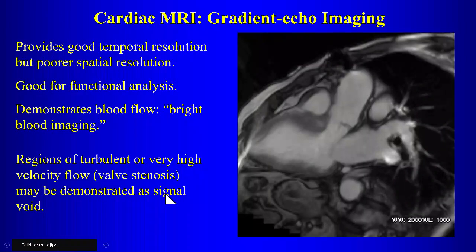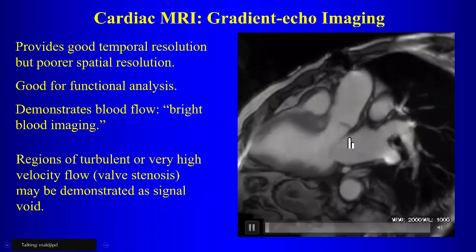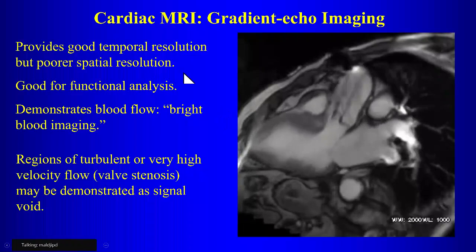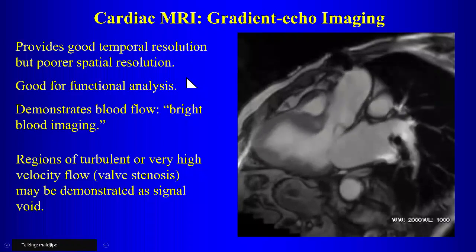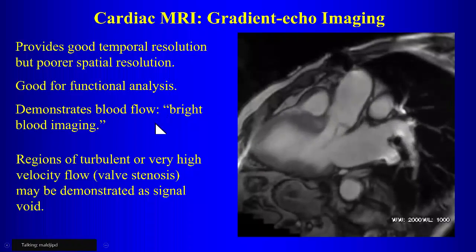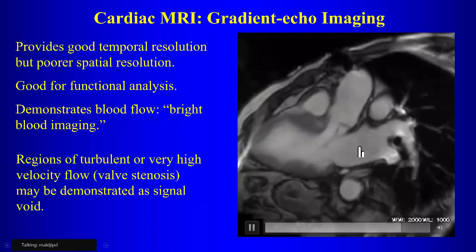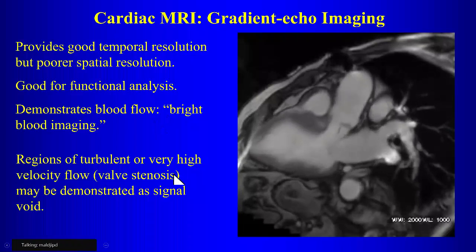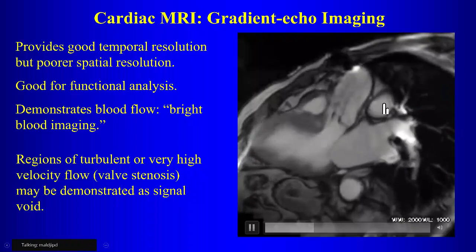All right. So gradient echo imaging. That's what we use when we're doing bright blood imaging. So we talked about spin echo sequences for dark blood imaging. For bright blood imaging, we're going to use gradient echo imaging. So this provides good temporal resolution because the TRs are going to be very short, very close together. Good for functional analysis. It demonstrates blood flow as bright, which is why it's called bright blood imaging. Regions of turbulence or very high velocity flow, like if you have stenosis or regurgitation, will be demonstrated as signal void, will be demonstrated as jets.